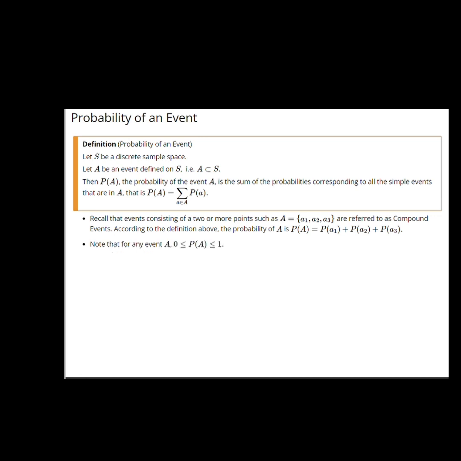Note that since I'm adding together non-negative numbers, the probability of any event will be greater than or equal to 0. And since when I add together all possible simple events in the sample space, we end up with 1, then when I add some subset of them, the probability of A will be less than or equal to 1. So this property holds for any event, capital A.